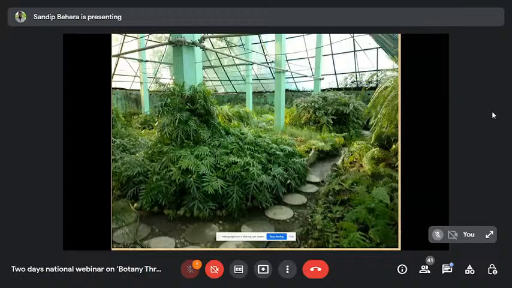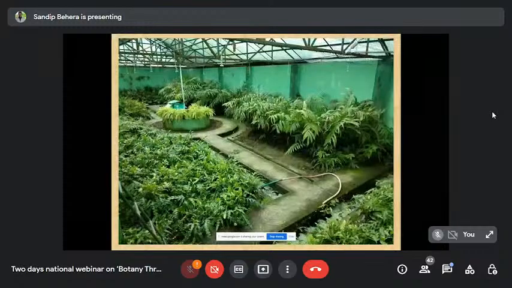After the acclimatization of the plants obtained through tissue culture, we generally put the plants in the fern house. This is one of our fern houses. You can see so many ferns are growing here. This is another part of it. Here we are growing a specific fern.